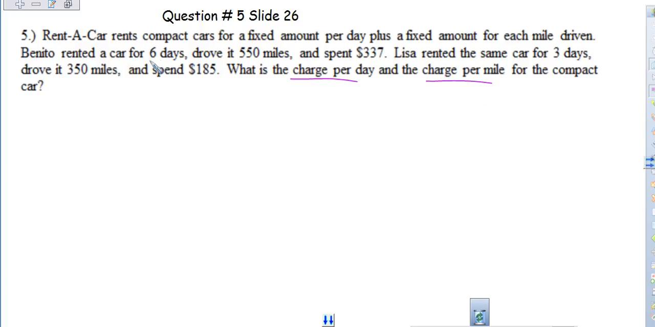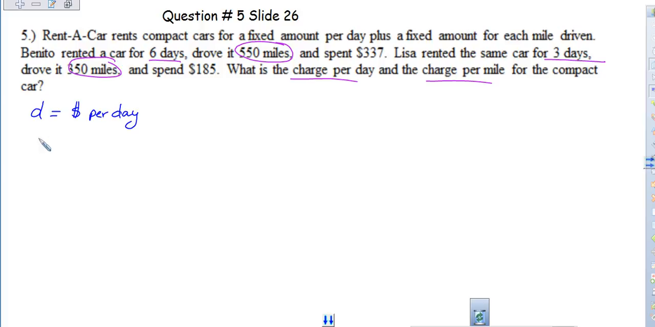Notice how they talked about days twice, and then they talked about miles twice. Okay, two things, two times. Very easy to see that it's going to be a systems of equations. Okay, so we have D is going to tell us our charge per day, or the cost per day.